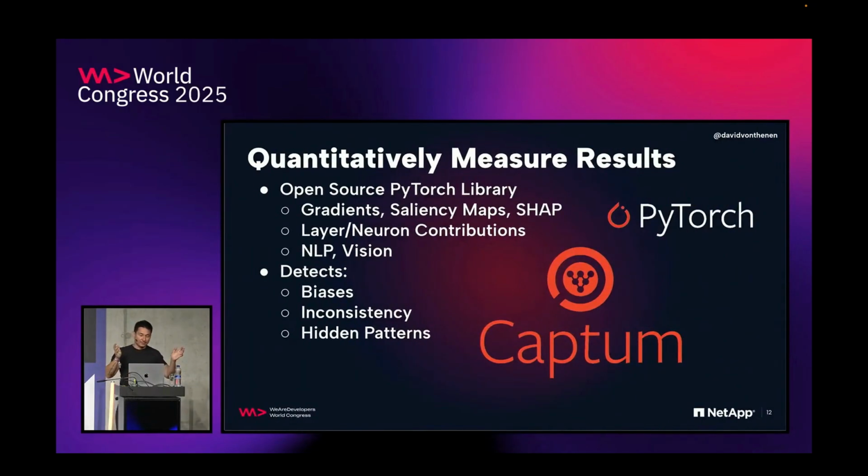So those are just some 3 examples. How do we figure out how to qualitatively measure these things and observe them, right? There's a ton of different open source projects out there. I happen to love the PyTorch community and the PyTorch ecosystem, and Captum is one of those tools in that ecosystem that helps you observe and measure the things that are happening within your data sets. Specifically in our case right now, we're going to use it mainly for inference, to understand how we're arriving at the answer that we're getting, and again, to detect biases, inconsistencies, and hidden patterns in our data.